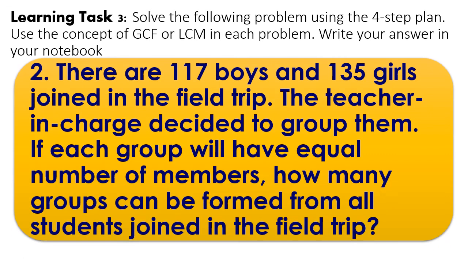Number 2, there are 117 boys and 135 girls who joined in the field trip. The teacher in charge decided to group them. If each group will have an equal number of members, how many groups can be formed from all students who joined in the field trip? So, wala ditong "less," ganyan.